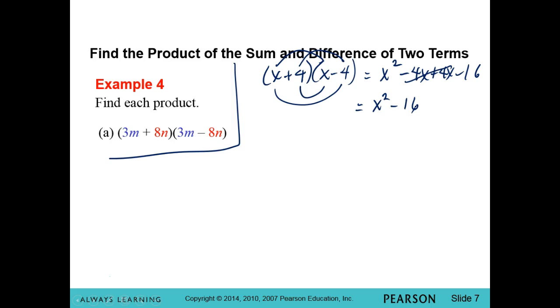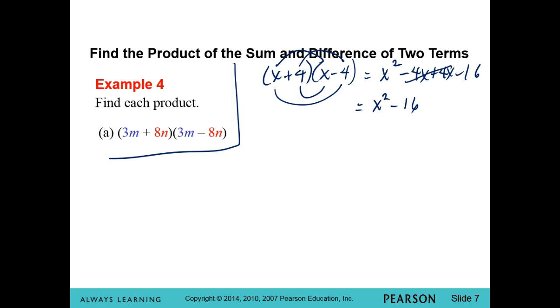Which is perfectly fine to foil it. See the happy face? It's saying, yes, do it. Okay, it's fine. Or, if you wanted to, the first one squared minus the second one squared. X squared minus 16. You can jump right to the chase there if you want to.